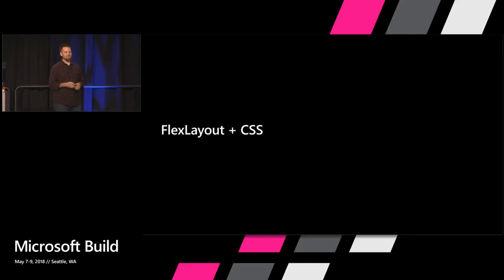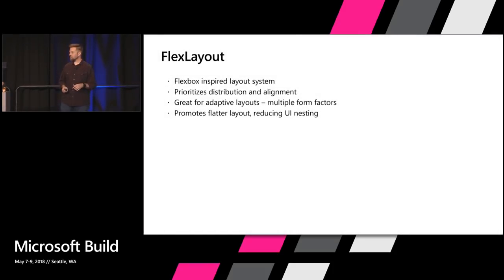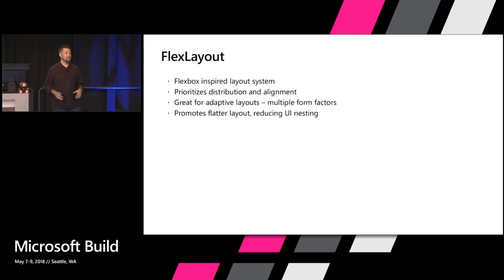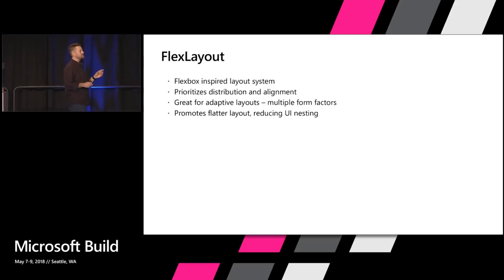All right, Flex Layout and CSS. I'm combining these together because they really come from a similar place and they work really well together. So what is Flex Layout? This is a new layout that we're introducing. It's inspired by the web's Flexbox. It is really good at prioritizing distribution and alignment of the child elements. We'll show some examples of that in just a second. And it's really good for adaptive layouts, so when you need to deal with multiple screen sizes and things of that nature. Again, it comes from the web. Browsers could be many different sizes, and the content needs to adapt to that. Flex Layout is a really good candidate for that.